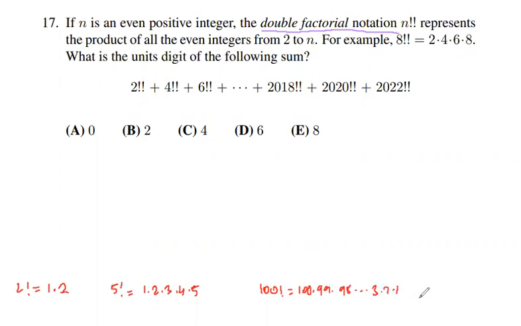Anyway, that is factorial, but in our problem, it's actually telling us it's double factorial, not just the factorial, right? So it says if n is an even positive integer, double factorial notation represents the product of all even integers from 2 to the given number n. So for example, 8 double factorial is 2 times 4 times 6 times 8. And based on that, what is the unit digit of this sum?